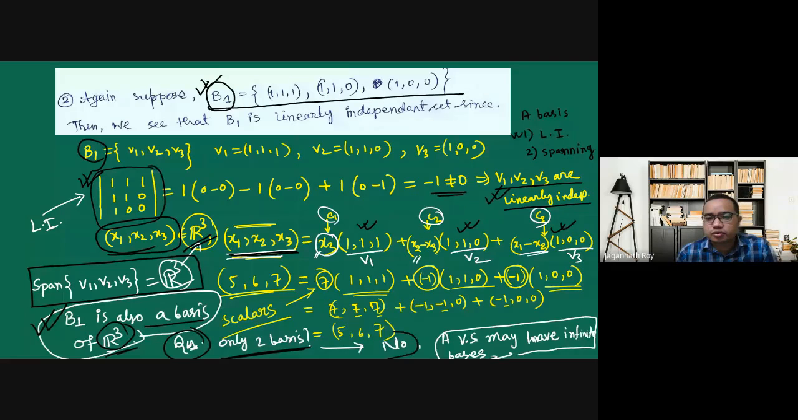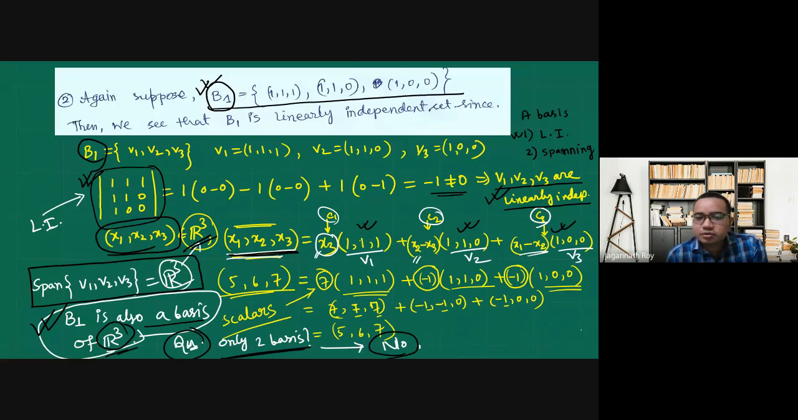The answer is no. Some vector space may have two bases, but in general, a vector space may have more than one basis. For your purpose, you can forget about the infinite number of bases, because we will not go into the details of it. It is sufficient to know that a vector space may have more than one basis.